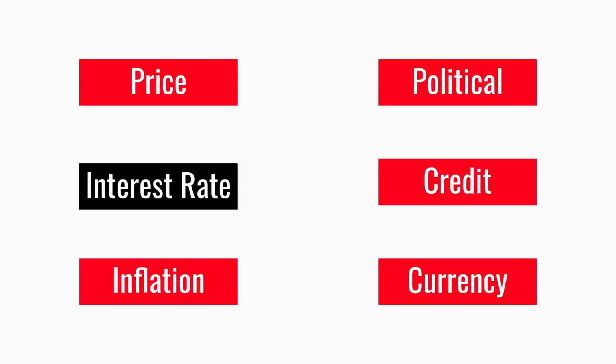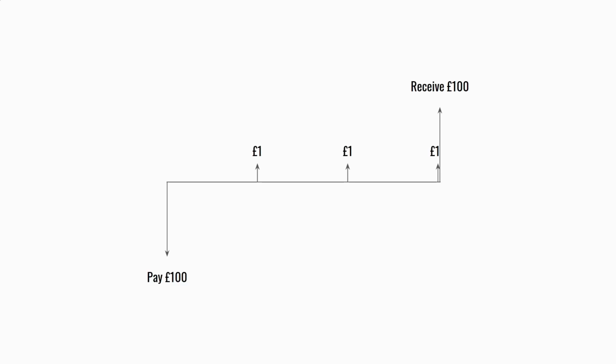Next, let's consider interest rate risk. Now, the reason why we call bonds fixed income is that they're precisely that. You pay £100 for a bond on the day that you buy it, so the cash flow is negative. Then after 1 year you receive a £1 coupon, say. After another year you receive another £1, and in the final year for a 3-year bond you get your final coupon of £1 and you get your £100 back.